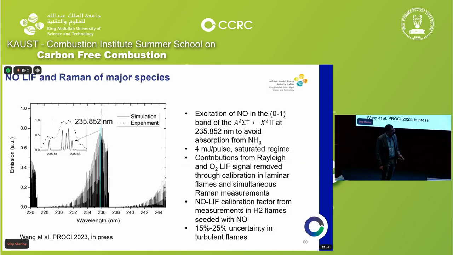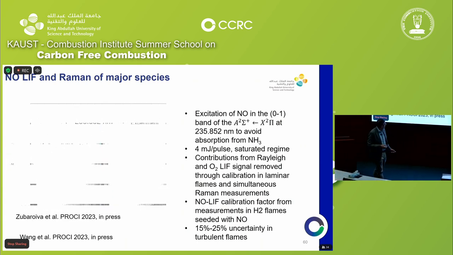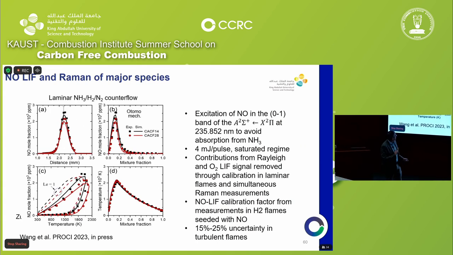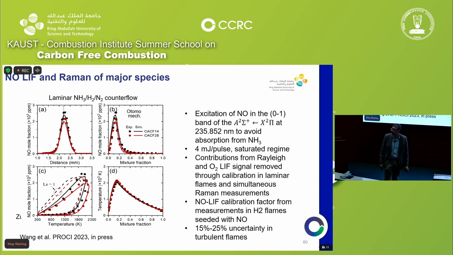Here at KAUST, this is work done with Thibaut Ghiberti and Will Roberts. We follow a more conventional approach. We combine the Raman with LIF. This can be extended to turbulent flames. So Raman provides either temperature or temperature and the gas composition, so that we can obtain the quenching correction and obtain very good agreement with the model using NO LIF, and it can be extended also to turbulent measurements.